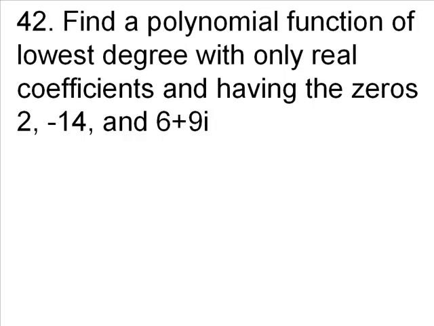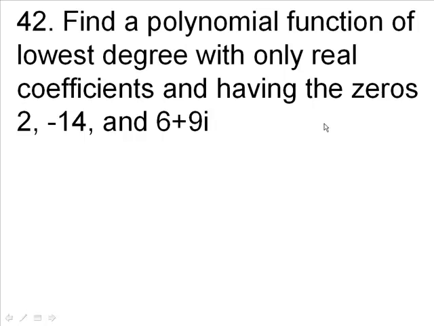Number 42. Find a polynomial function of lowest degree with only real coefficients and having the zeros 0, 2, negative 14, and 6 plus 9i. Now, if 6 plus 9i is a zero, then 6 minus 9i will also be a zero. That has to do with the quadratic equation. Remember, you had negative b plus or minus the square root of b squared minus 4ac over 2a. So if you have a plus 9i, another one is going to be 6 minus 9i.